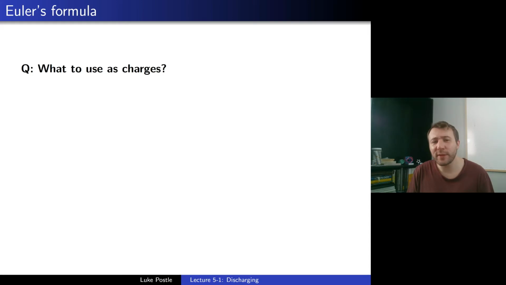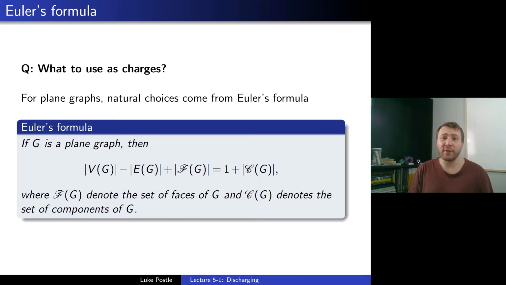So let's maybe start with what do we use as charges? Well, since last time we were talking about coloring or list coloring planar graphs, so let's talk about planar graphs. For plane graphs, so here again I'm going to think of them as plane graphs, meaning they're already embedded. So they have an embedding. Natural choices come from Euler's formula.